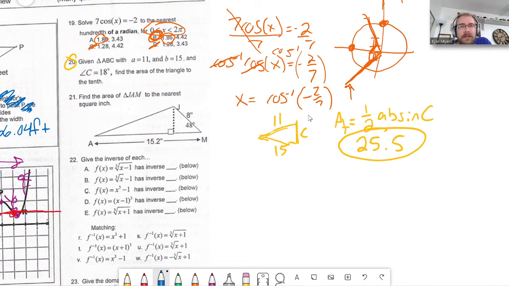You have to switch the x and the y, and you have to solve for the other variable. That's it. That's what you do.